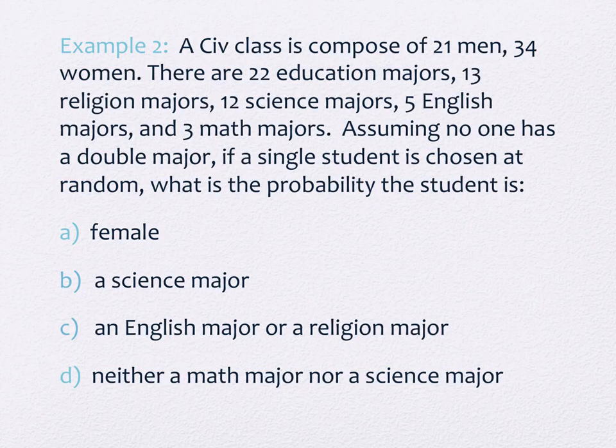Totally. Just created from nowhere, okay? Assuming no one has a double major, we do need to do that. We need these things to be mutually exclusive for this to work, okay? So that's an important feature that this was describing. If a single student is chosen at random, what is the probability that the student is? And then we've got some questions. The first thing we should probably figure out is how many students are in this particular Civ class.